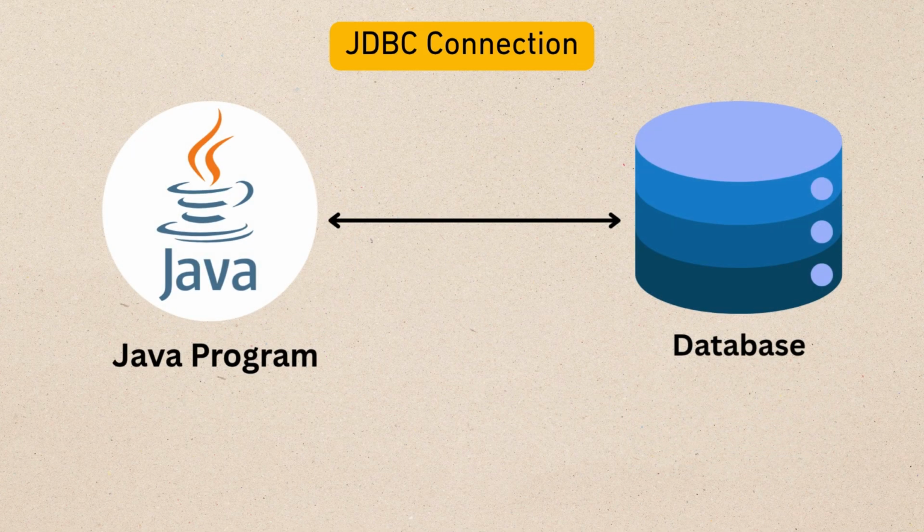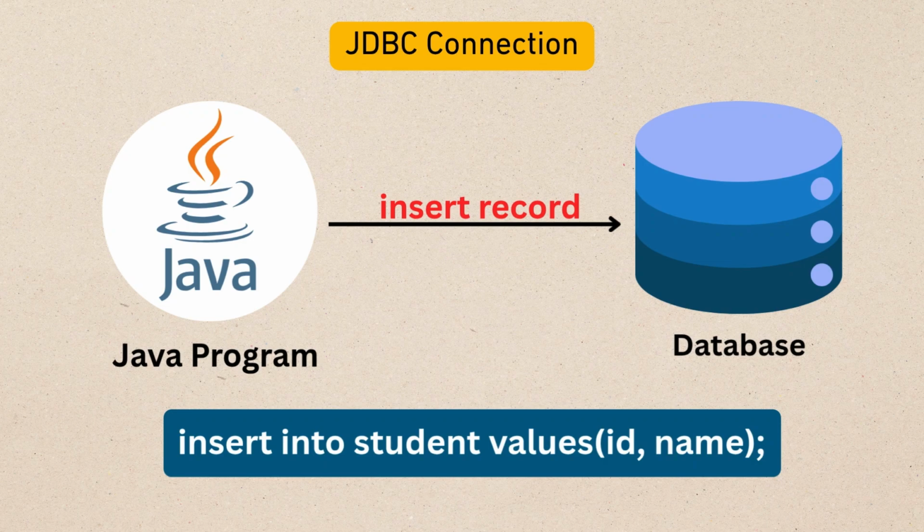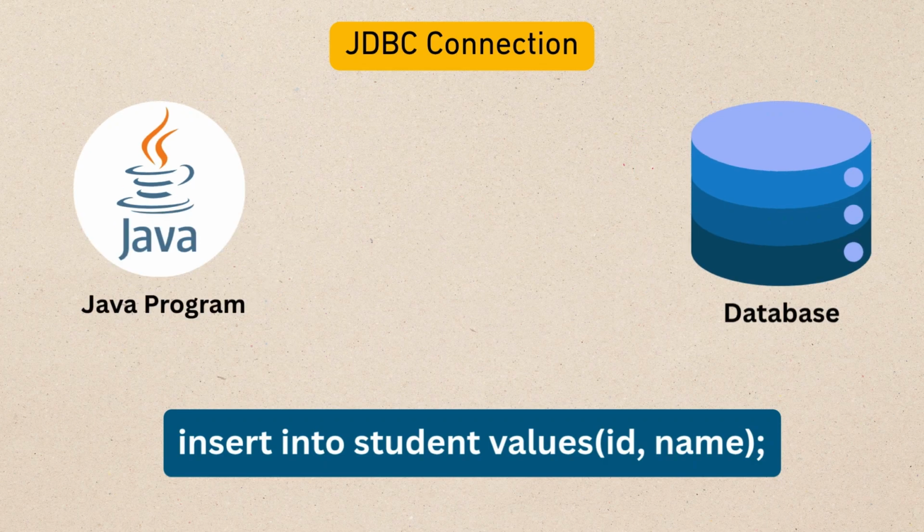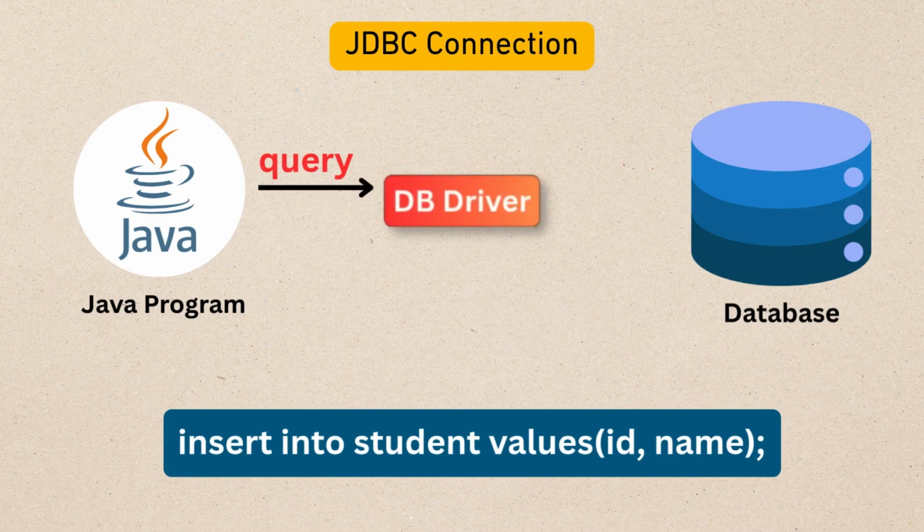Before trying to establish a connection, let us understand how the communication happens between a Java program and a database. For example, I'm trying to insert a record into a database from a Java program. The query would be something like this: insert into student values, ID and name. Here, the Java program sends this query to a component called the database driver. This driver converts the query details into a database specific format and sends it to the database.